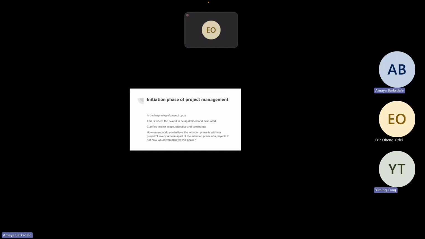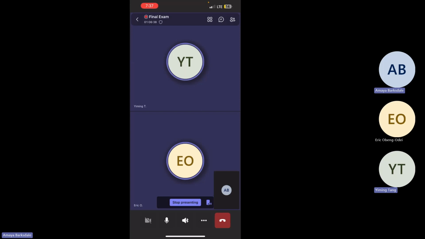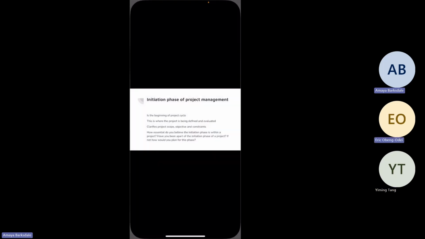Adding on to that, I think the initiation phase of the project is pretty important because it starts the planning of the project, so you know the pros and cons of building out the project and what issues could potentially occur. But in a sense, planning is always important when it comes to project management.